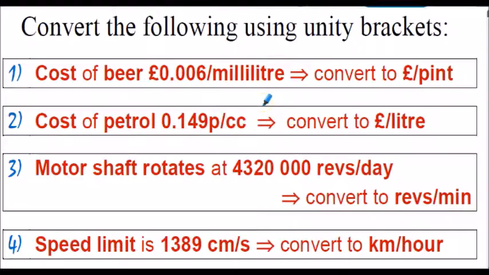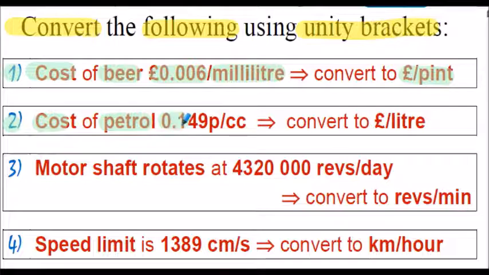relate to. Okay, so now for some fun, we're going to convert the previously stated quantities using our unity bracket method. Firstly, the cost of the beer was 0.006 pounds per milliliter. We're going to convert that into pounds per pint. Secondly, we had the cost of the petrol, which was 0.149 pence per cubic centimetre. We're going to convert that into pounds per litre.